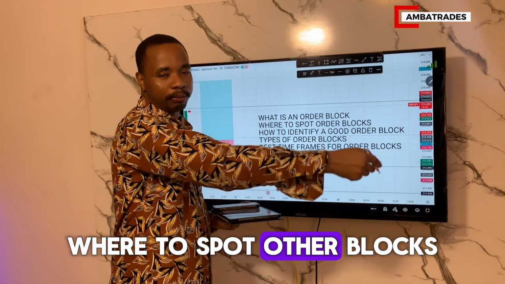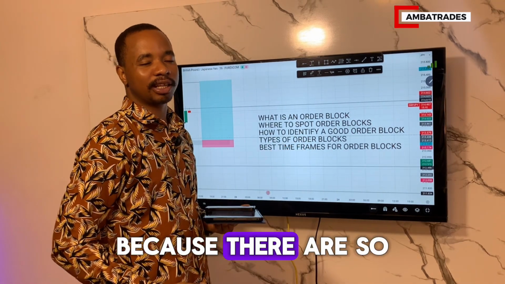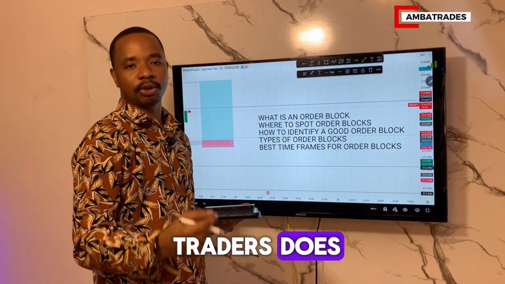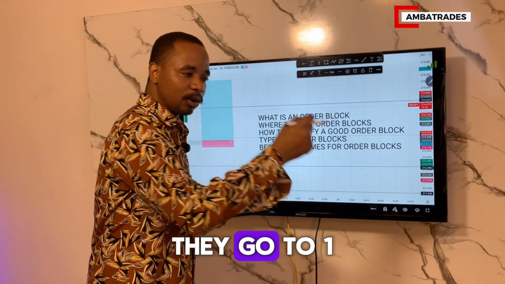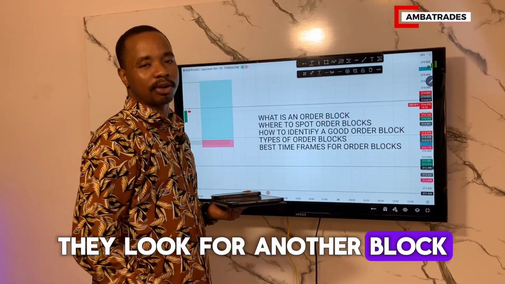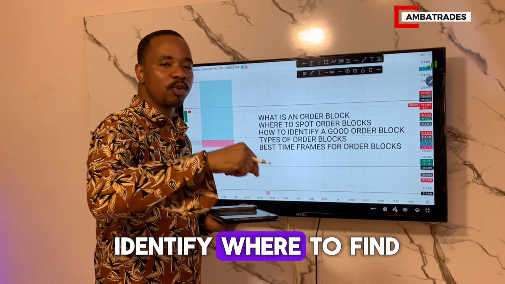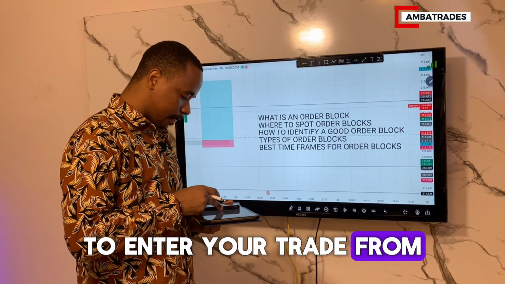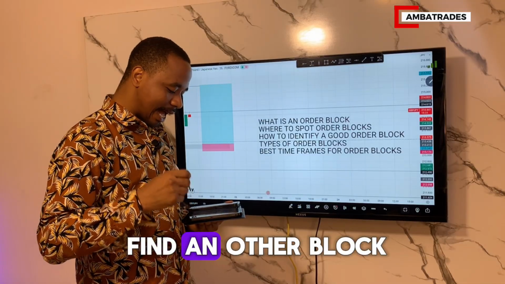Now, where to spot an order block? You can't just go into the forex market and begin looking for order blocks because there are so many order blocks. This is one of the mistakes that beginner traders make. They go to the 5-minute time frame, they look for another block. They go to the 1-minute time frame, they look for another block. Order blocks are everywhere in the market, but you need to identify where to find the very particular one to enter your trade from.